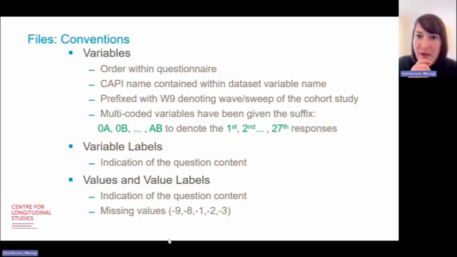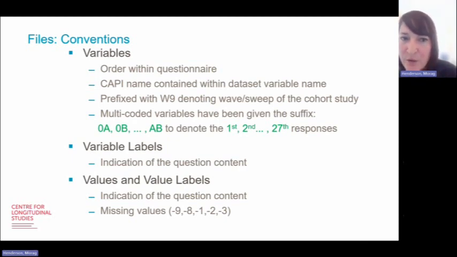The order in which the variables appear in the dataset broadly follows the order of the modules and the sections within the modules. And the variable names in the dataset are based on those documented questionnaires, so you can quite simply cross-reference the computer-assisted survey interview name contained within the dataset variable name, so you can check and search against those.